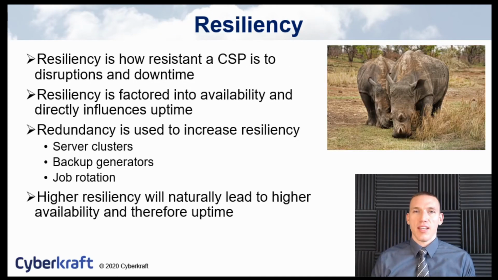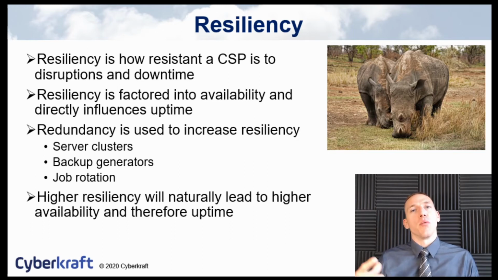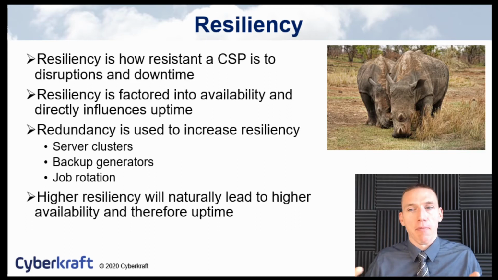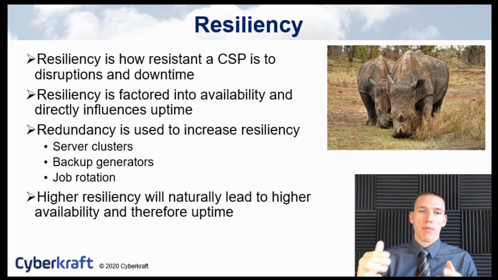So resiliency is how resistant a CSP is to disruptions, to downtime. Okay? Resiliency is factored directly into that availability and that uptime percentage. Redundancy is used to influence resiliency. So server clusters, which are multiple servers that will kick in if one server goes down. Uninterrupted power supplies, or UPS, which are inline power units that kick on as soon as power goes out and give time for a data center to respond and to bring online backup generators or backup power. Job rotation is many different personnel management techniques that can help improve resiliency, and all of these techniques can influence availability, and they're all used together to pump that availability number up.